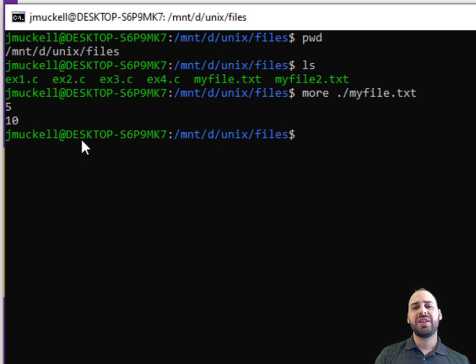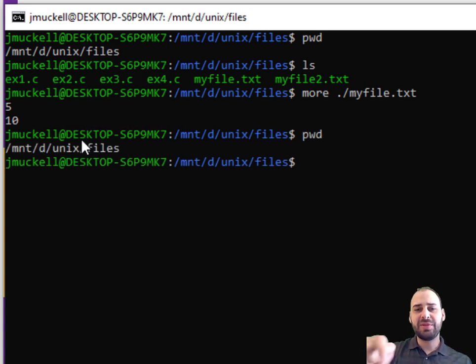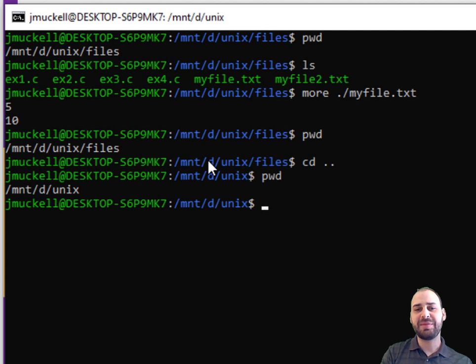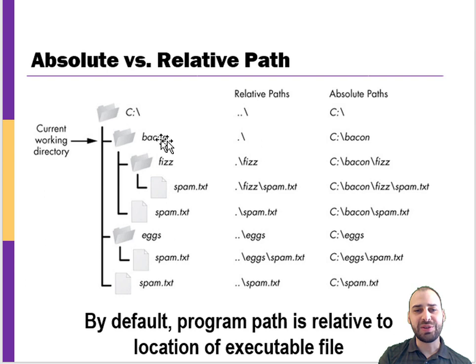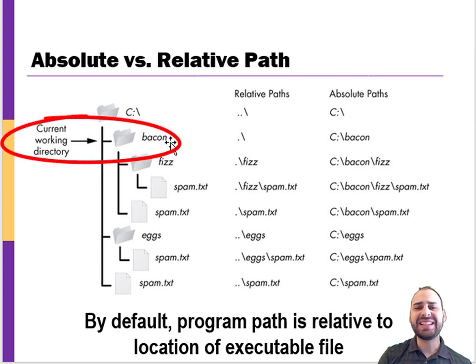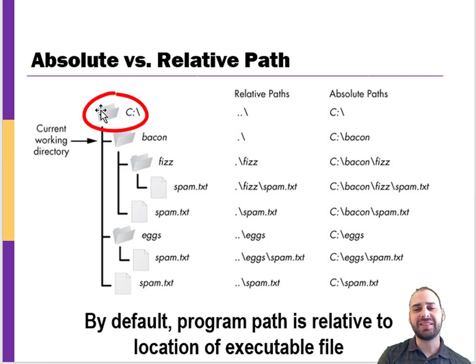Okay. If I wanted to go back one directory, notice pwd, my present working directory, we're in this Unix/files directory. If I say cd .. and then pwd again, I've gone back one directory. So one thing I want to point out here is that using two dots says go back one, go up to the parent directory. The visualization of that here is if we were in this current working directory bacon, if I said cd .. I go back up one level in the hierarchy.